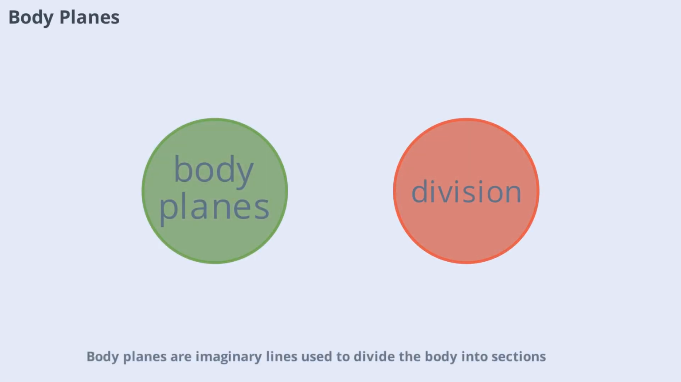Body planes are imaginary lines used to divide the body into sections. The three main planes are sagittal, left and right; frontal, front and back; and transverse, top and bottom. These planes help describe locations and movements within the body, making it easier to study and understand anatomical structures.